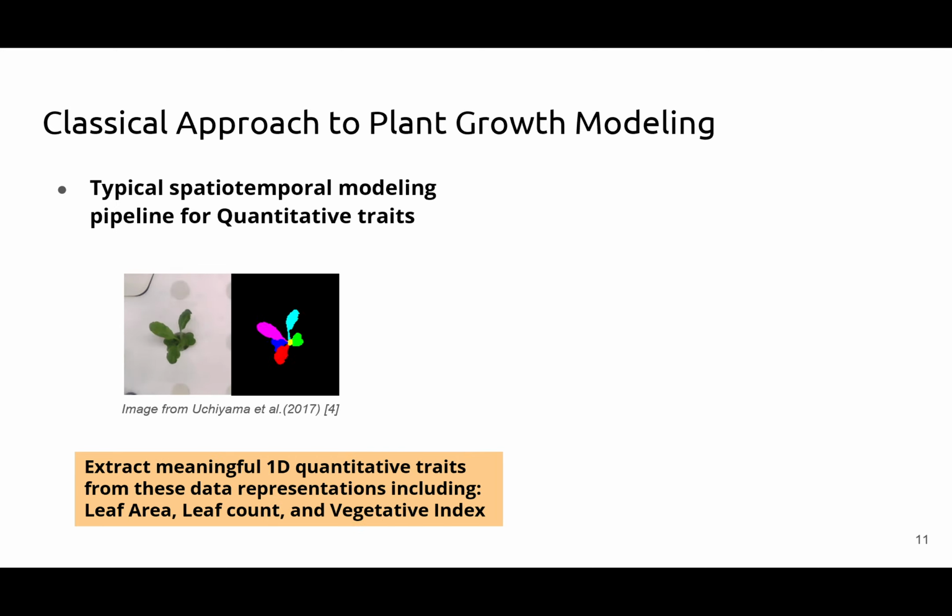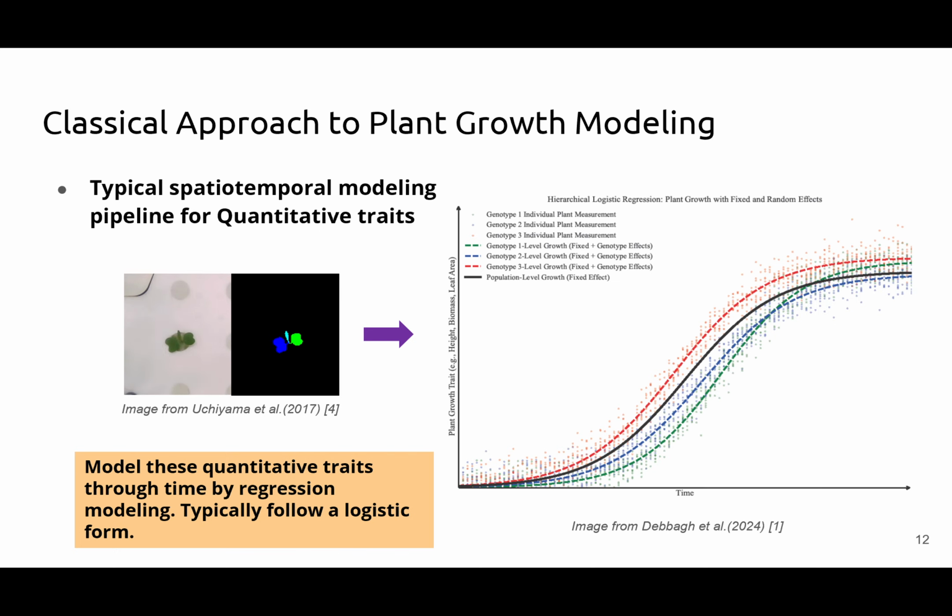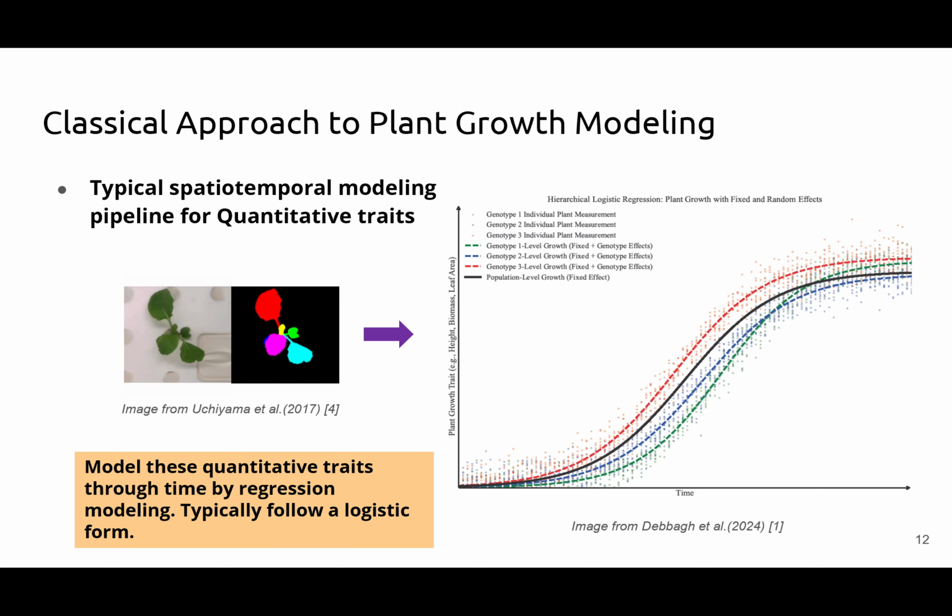From there, we can extract meaningful quantitative traits from these data, and these include things like the leaf area, leaf count. And from there, we can model these quantitative traits through some sort of regression modeling. And this can be done usually through a logistic regression.